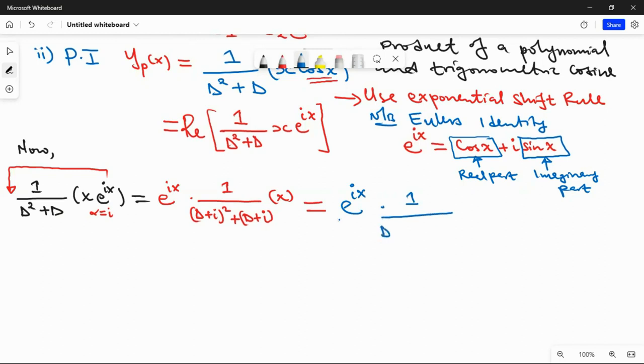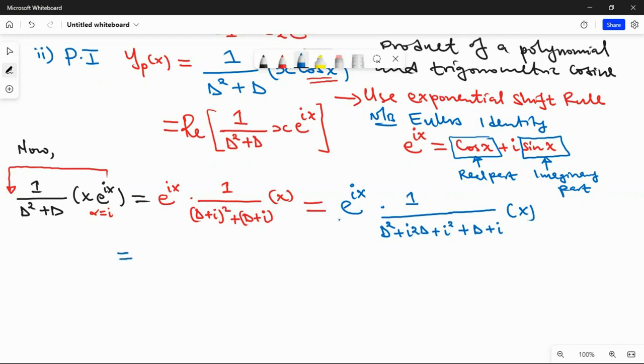d squared plus i2d plus i squared, which is -1. Let's just write plus i squared. Then plus d plus i. This will operate on x.